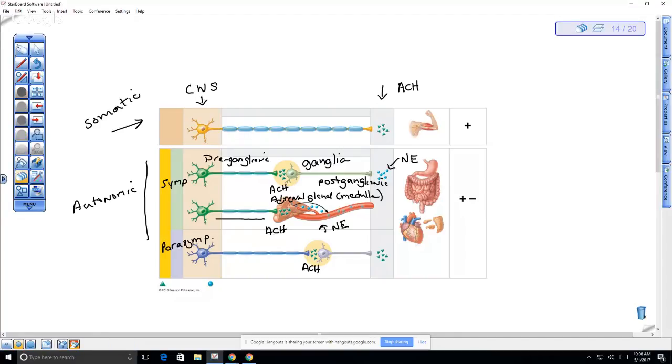Okay, so this is parasympathetic, and so this would also be ACH, right? So the parasympathetic nervous system only uses acetylcholine. It doesn't use norepinephrine as a neurotransmitter.